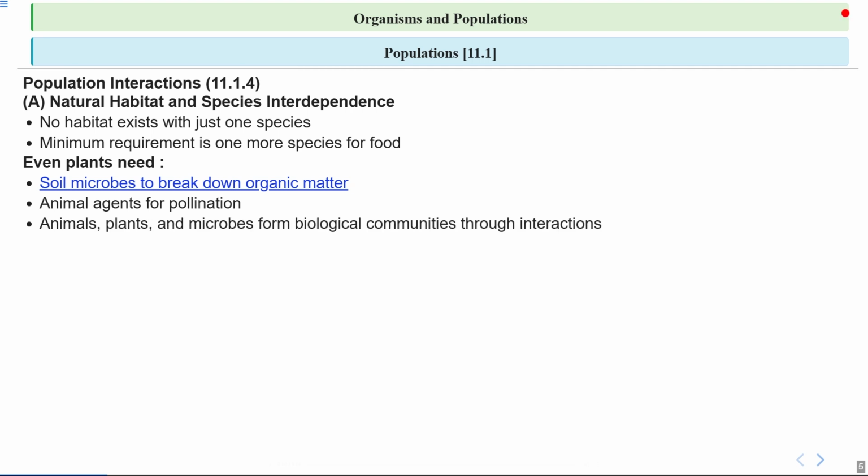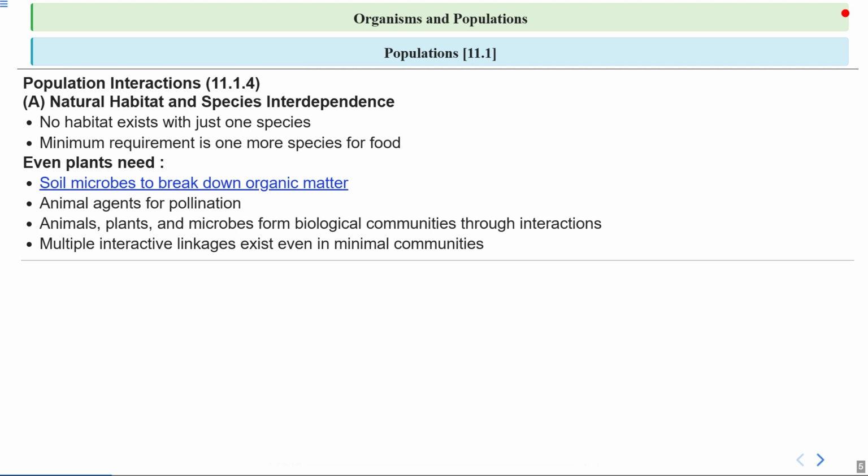Now, animals, plants and microorganisms form biological communities through interactions. Animals, plants and microbes all interact to form biological communities. What do we mean by community? A community consists of populations of different species. These interactions are like threads in a spider's web. Each one supports the other, creating a strong and balanced ecosystem. Remember that even the simplest communities have multiple interaction linkages. These connections make ecosystems resilient and dynamic, allowing them to adapt to changes.